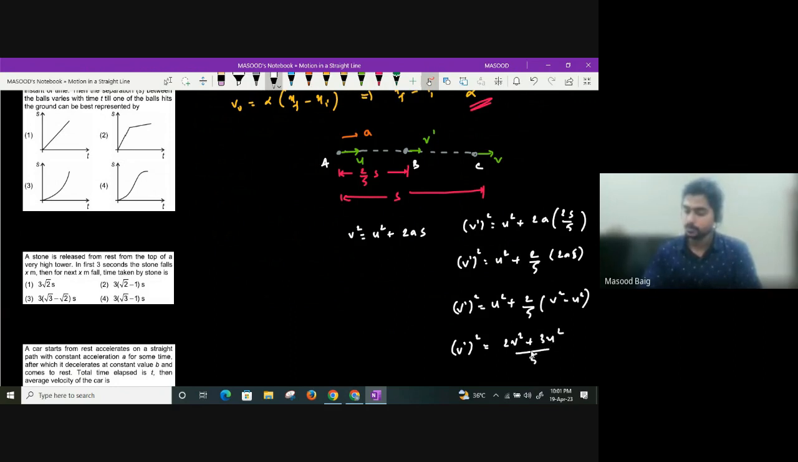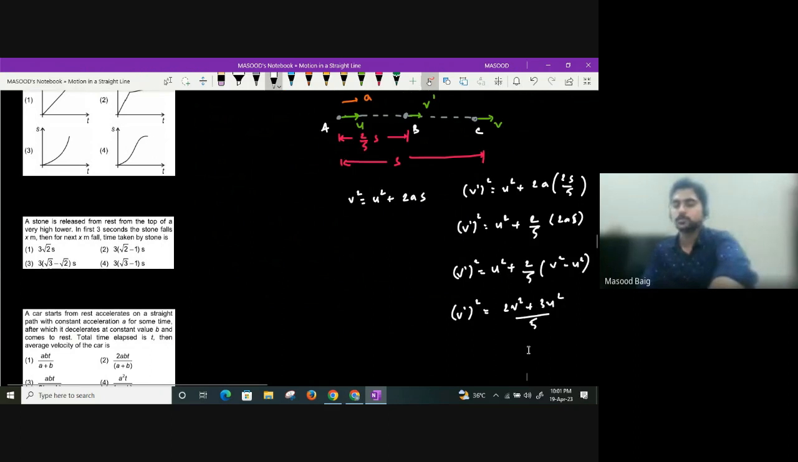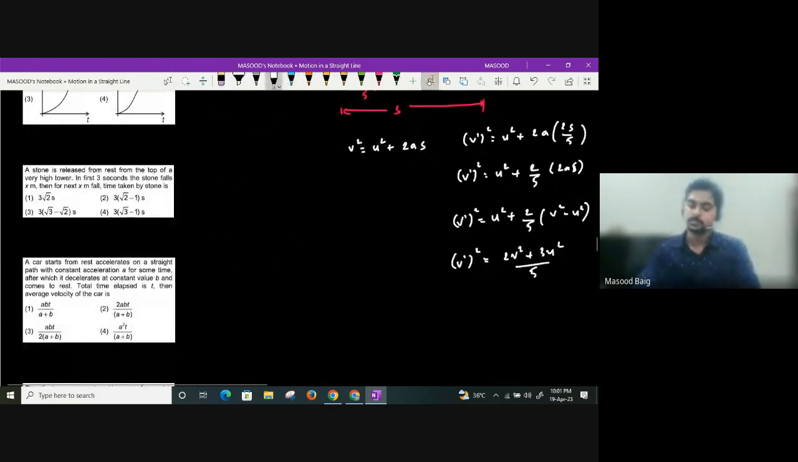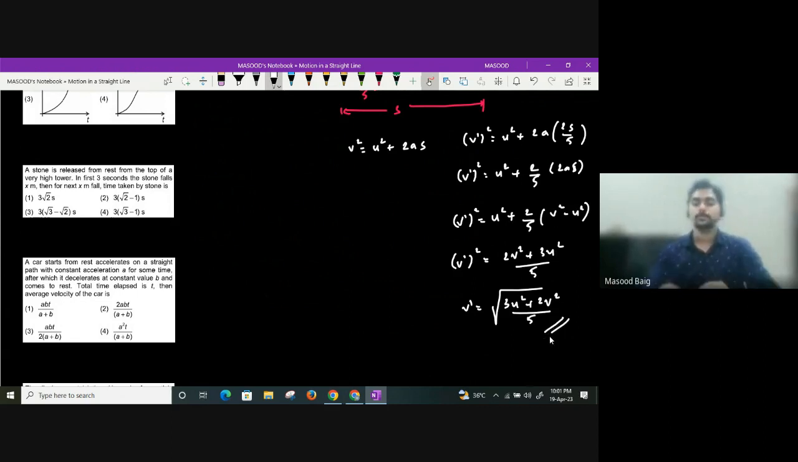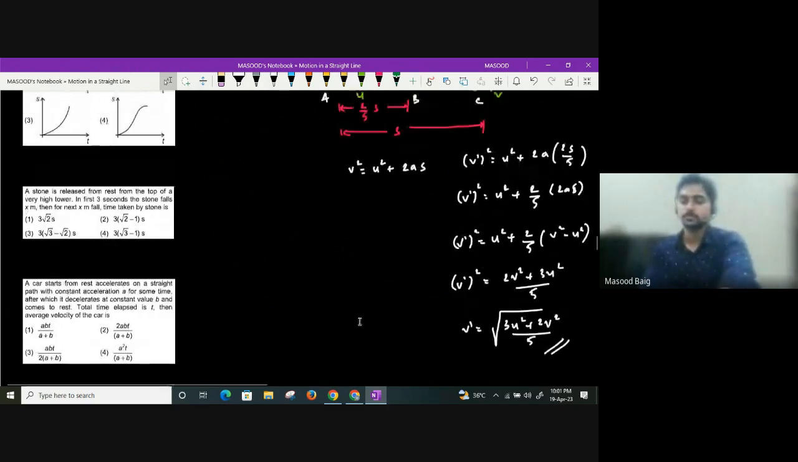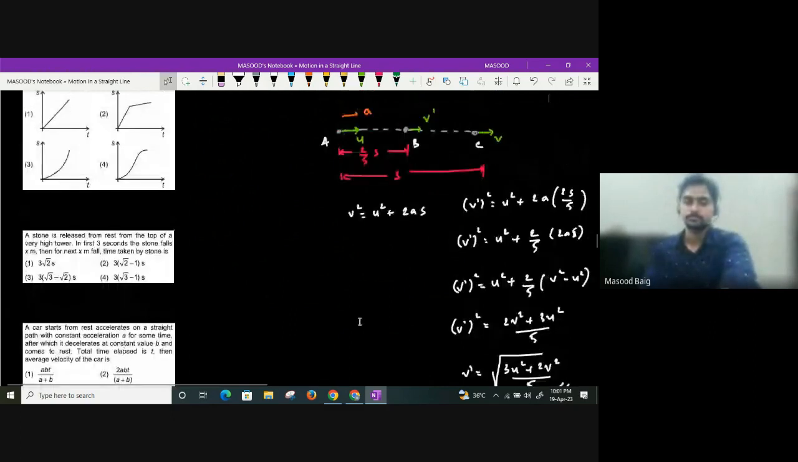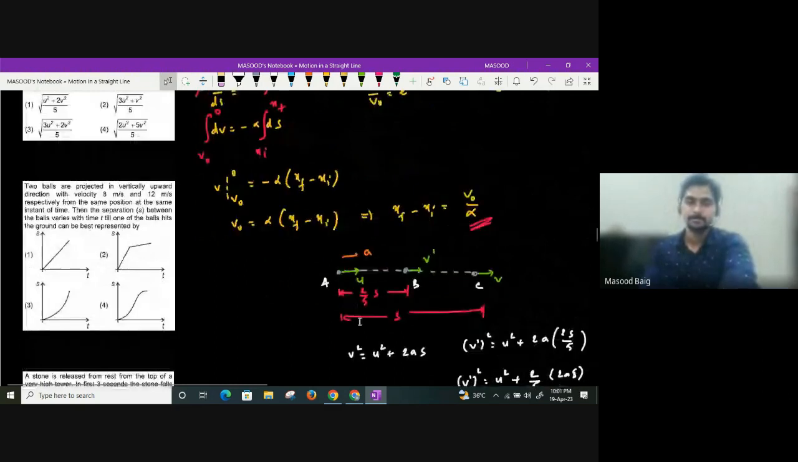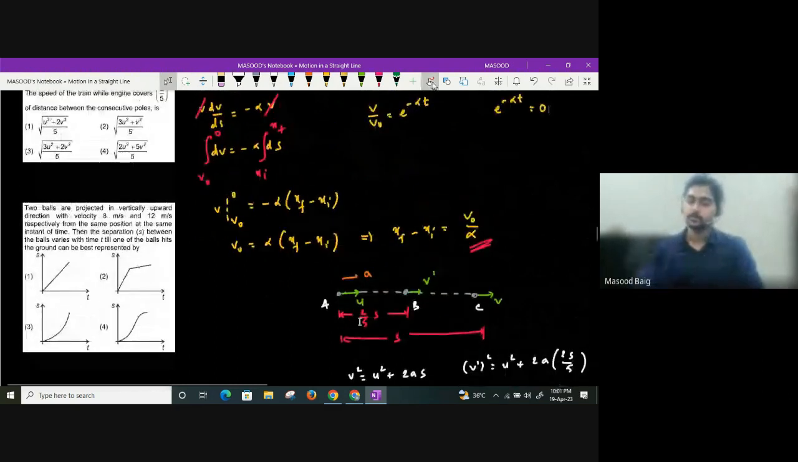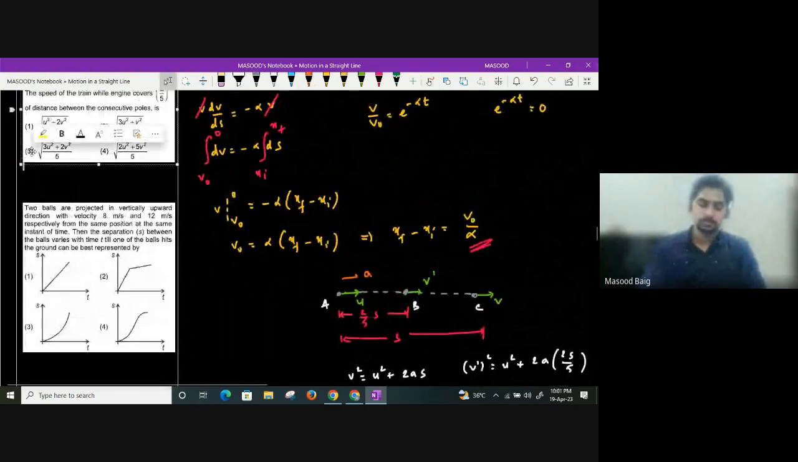So the answer should be the v dash value. If you take the direct question again, you will get v dash value as under root of 3u square plus 2v square divided by 5. Clear? Understood everyone? 3u square plus 2v square divided by 5 we got. Yes or no? The third option would be the correct answer for that. Understood everyone?